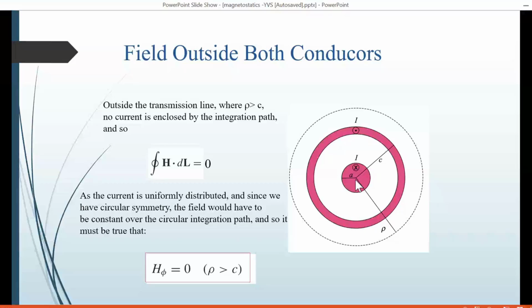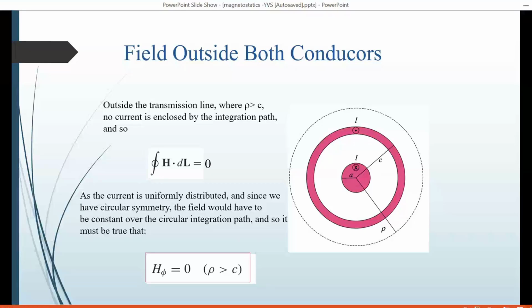One will have the intensity or the current direction going inside the plane. See the cross sign here. The cross sign indicates that the current is going inside the plane. And in the above conductor, the dot sign is there, and a dot sign means the current is coming out of the plane. So these two currents are opposite in direction, so their fields are also in opposite direction.